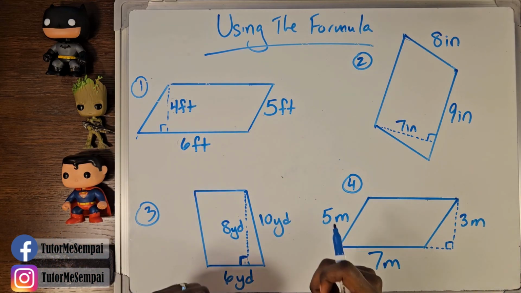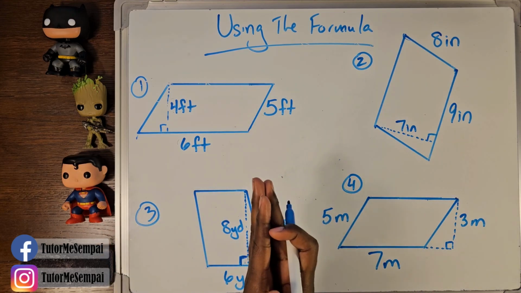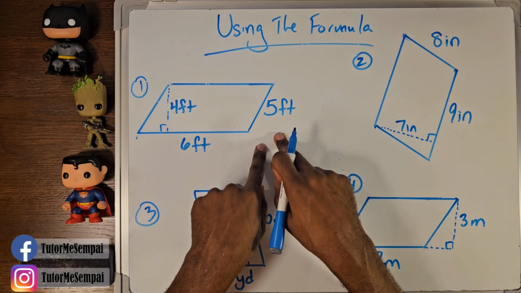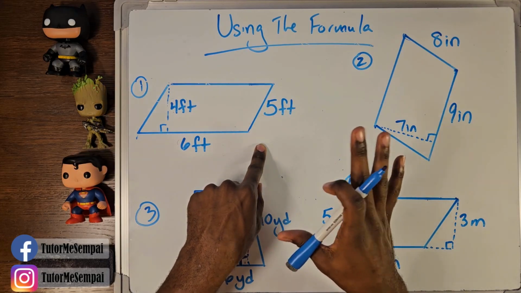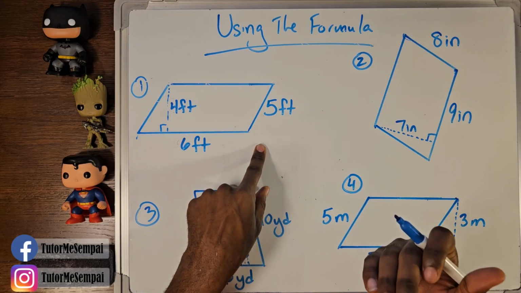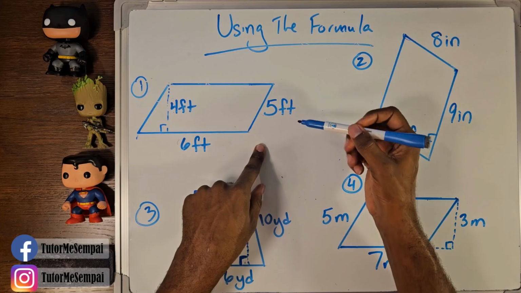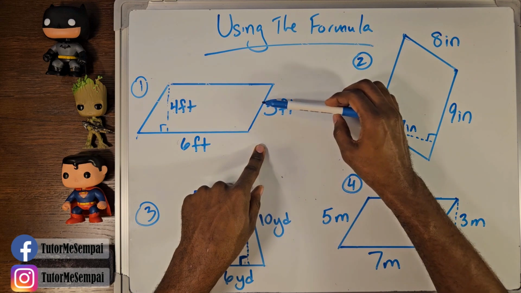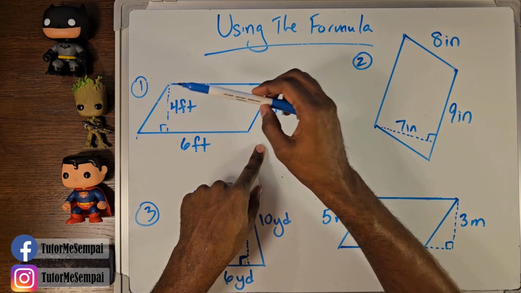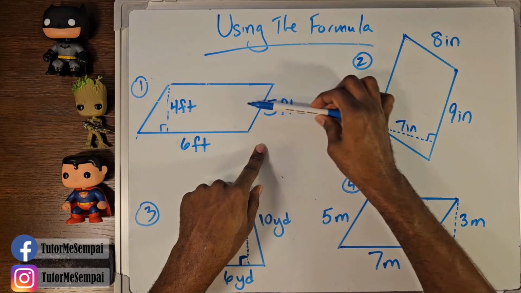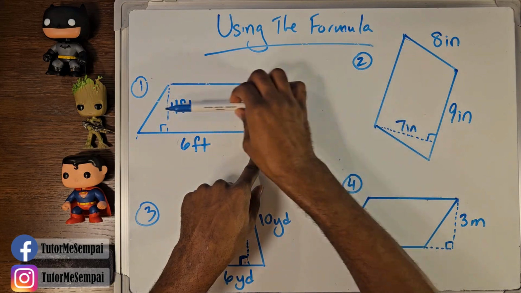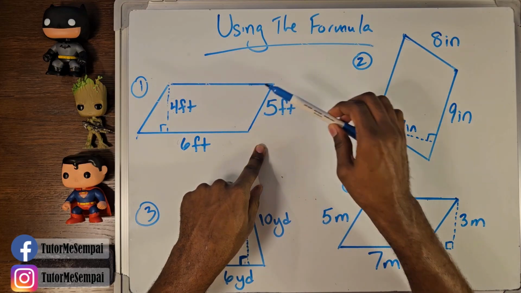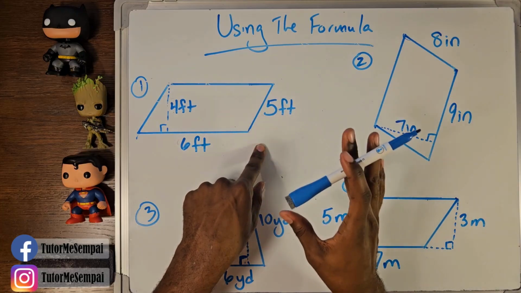So looking at number 1, which side do you think we should choose to be the base? Well, is it going to be 5 feet? Is it going to be this side here? Is that going to be a good base? Well, let's say if we chose 5, do we know what the height is? Do we have anything that's going to tell us what this is going from 5 feet to the other side of this parallelogram? Do we know that distance? No. There's nothing here that lets us know what the perpendicular distance is from 5 feet. So we probably don't want to choose that one.